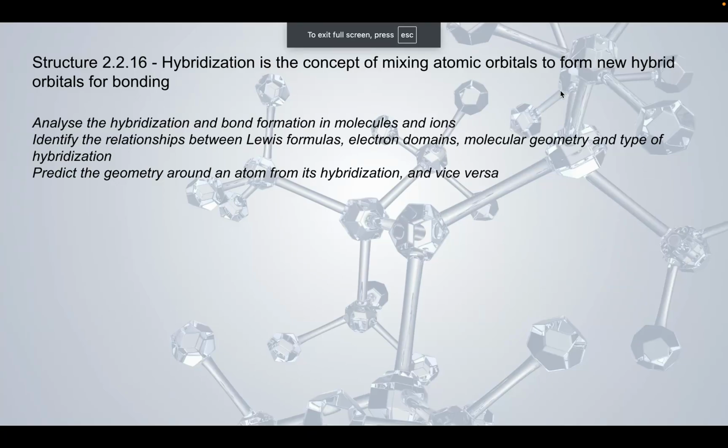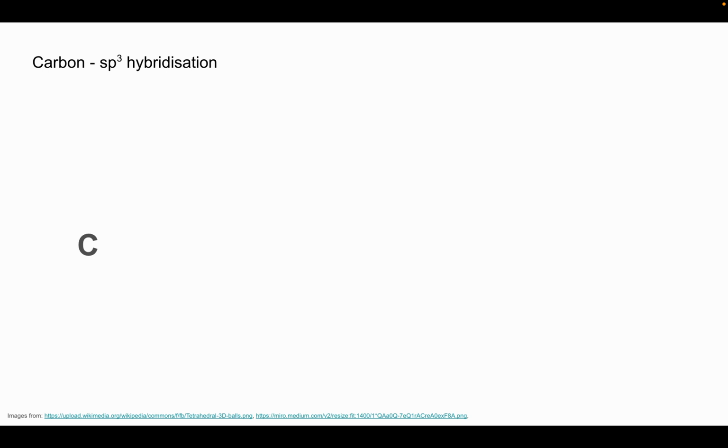Okay, we're going to have a look at hybridisation from an IB perspective. This is S2.2.16, and the idea is to look at hybridisation as the concept of mixing atomic orbitals to form new hybrid orbitals for bonding. Let's have a quick look at sp3 first of all.